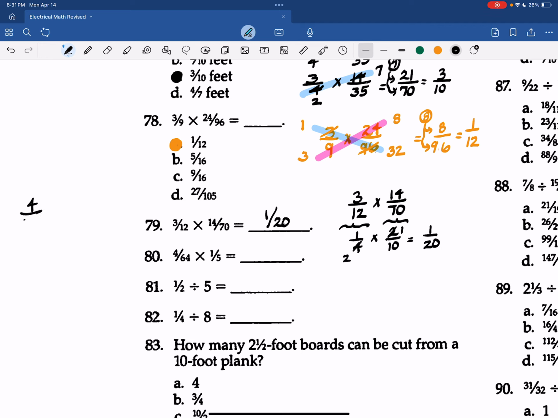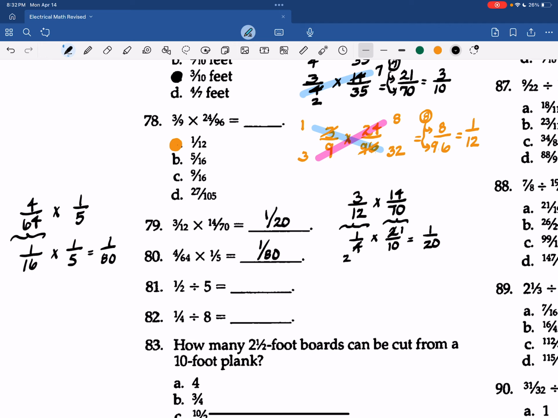4/64 times 1/5. The 1/5 won't go any lower, but 4/64 will. By 4, you would have 1/16 times 1/5. Top times top, bottom times bottom. 1/80.